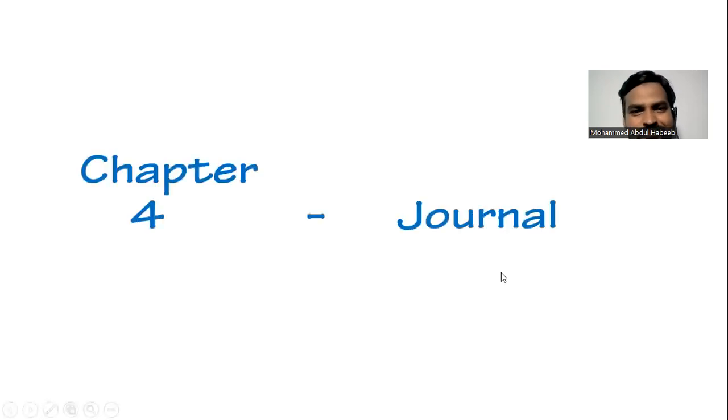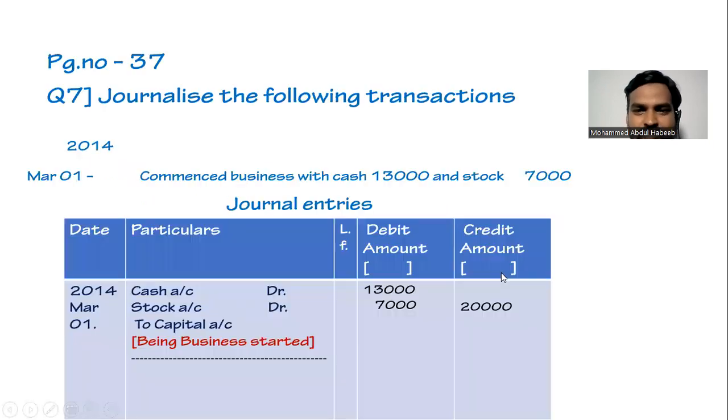In this video, we'll be discussing chapter 4 journal. Let us have a problem. Page number 37, question number 7. In this video, we'll be discussing all the transactions individually, and at the end of the video, we'll see how our solution should appear. Let us start the problem. Page number 37, question number 7. Journalize the following transactions. The transactions are given for the year 2014 for the month of March.